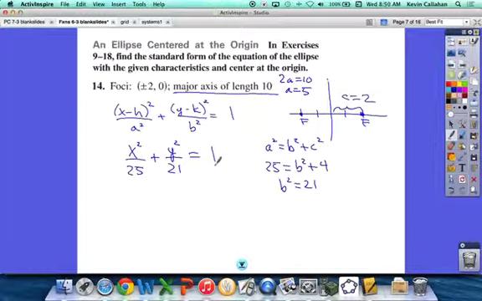Unfortunately, when we get to the next one, which is hyperbolas, there they have the same kind of equation, but it is c squared equals a squared plus b squared. It's exactly like the Pythagorean theorem. This is the one that's different.